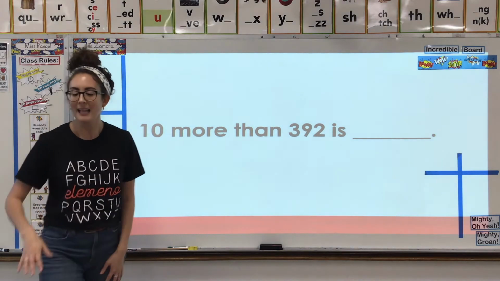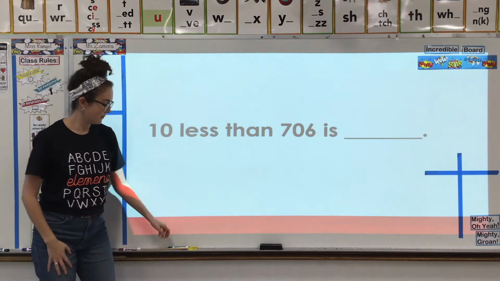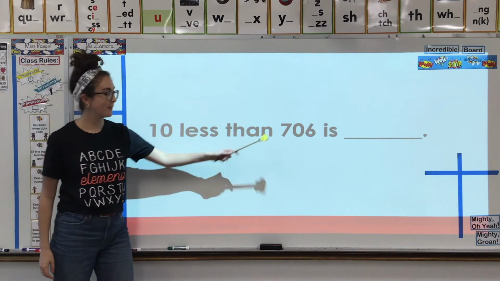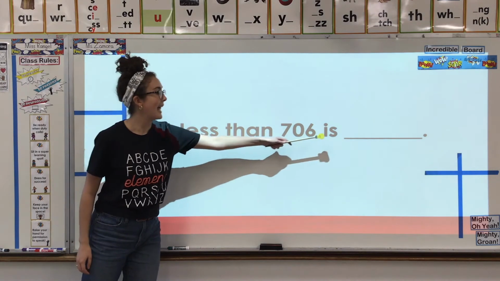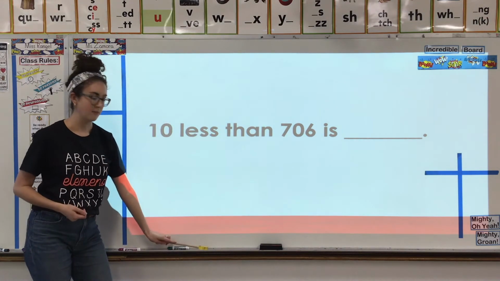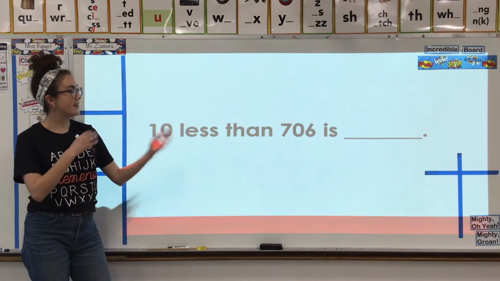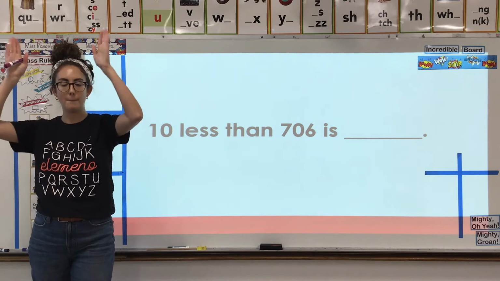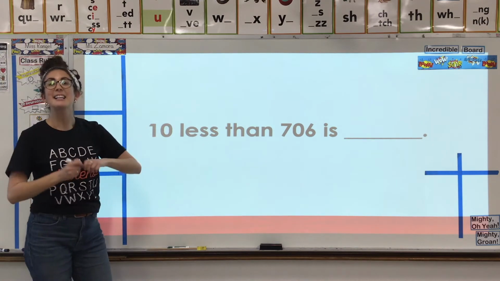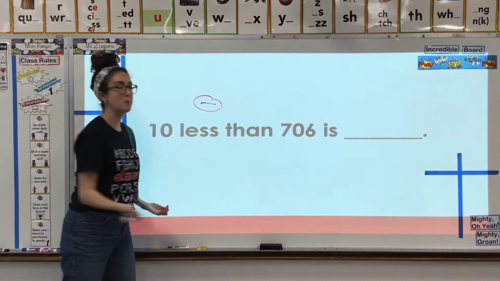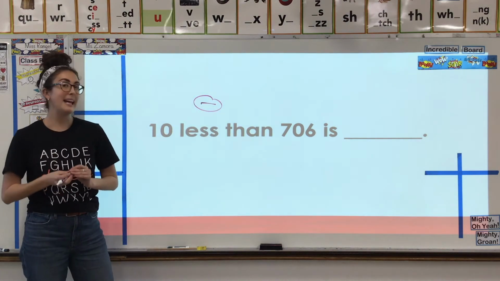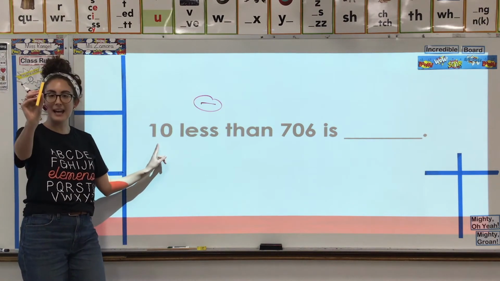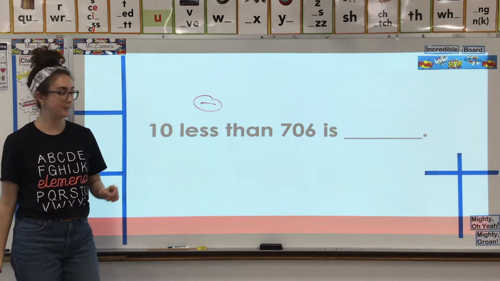Awesome. Okay, let's look at this sentence. Can you read it with me? It says, 10 less than 706 is blank. Okay, let's figure it out. This sentence is asking us to add or subtract. What do we want to do? Less than, we want to subtract. We want to take away value. And how much are we taking away? A 10. We're going to take away a 10 from our number.